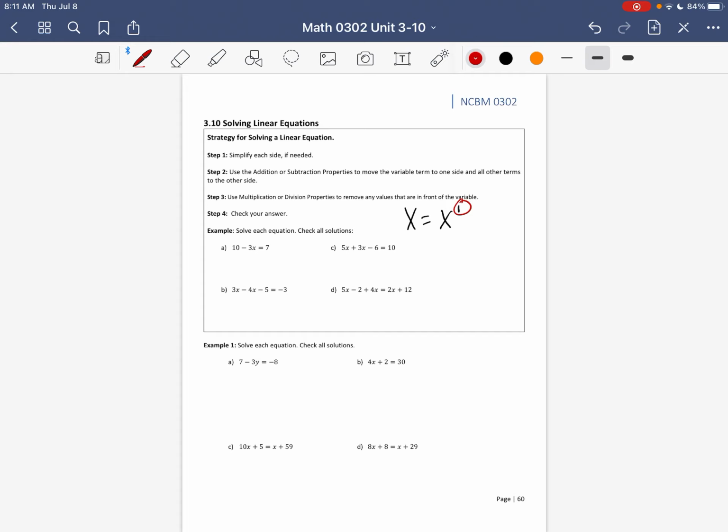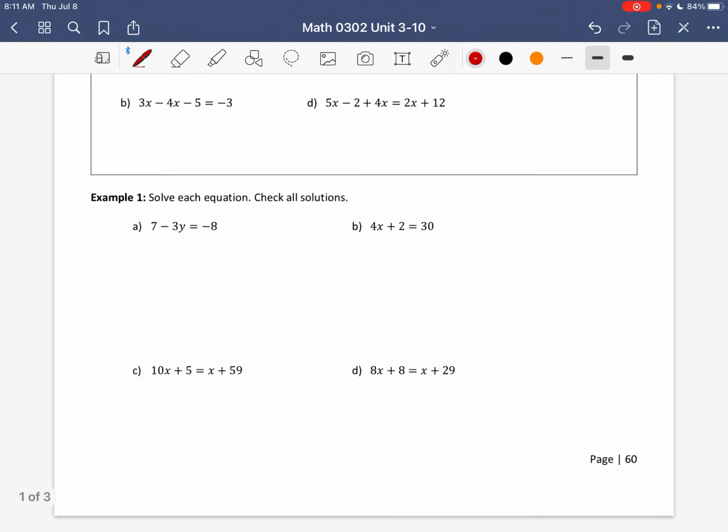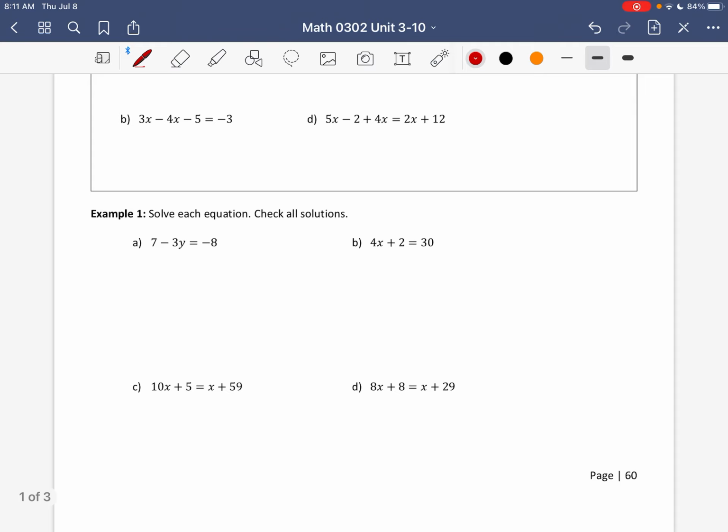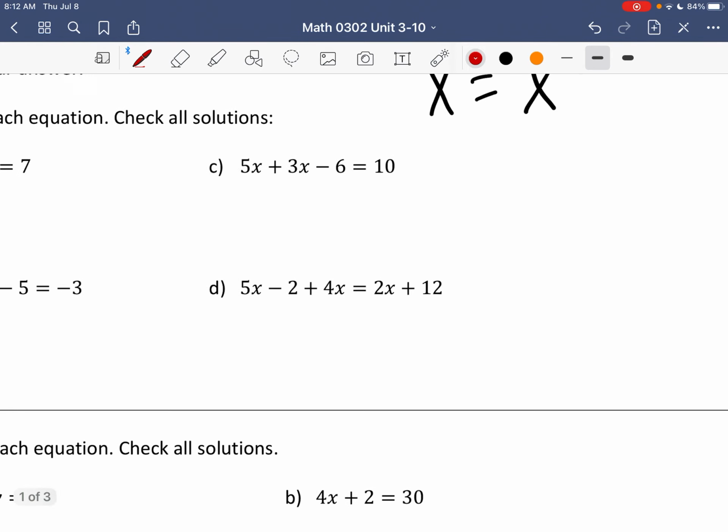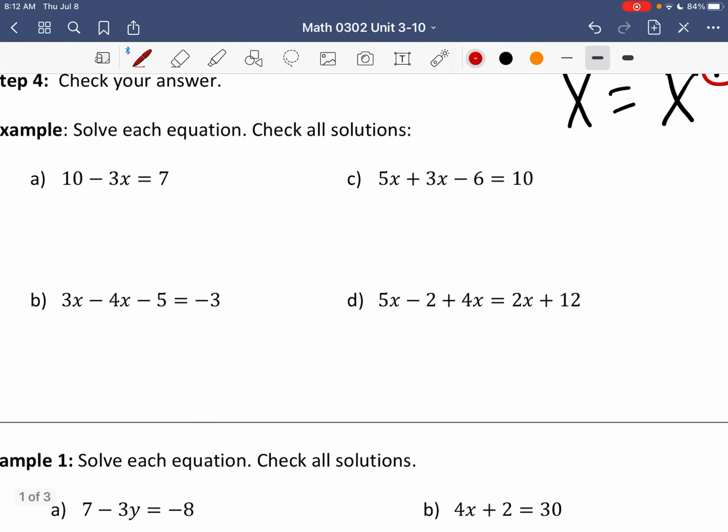I thought we had more. I thought that there were more problems here. Okay, yeah, here we go. Part C, okay? So if you notice, part C and part D, those are linear equations. Actually, yeah, okay, there it is. That's what I was looking for, okay? Examples part A, B, C, and D, okay? These are all linear equations, okay?